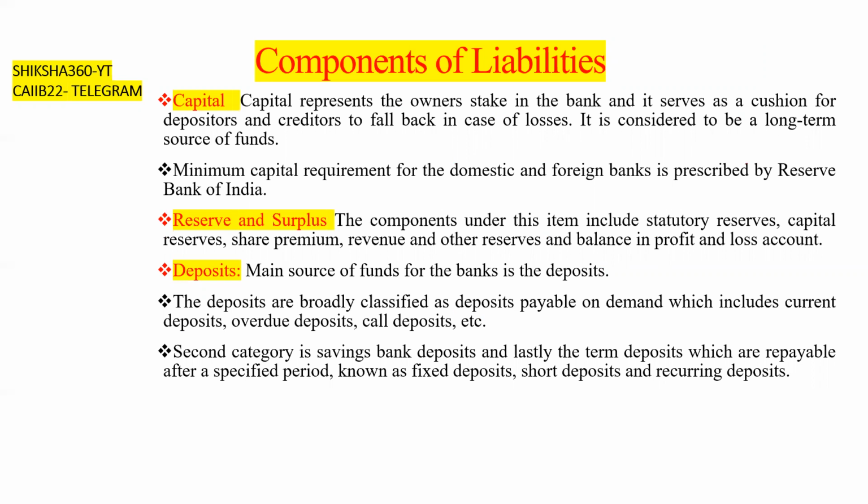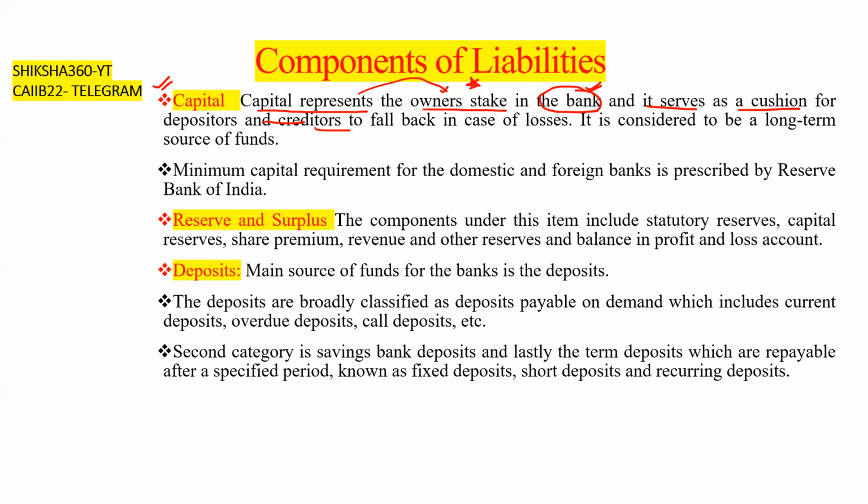What are the main liabilities? The first one is the capital. What does capital represent? Capital represents the owner's stake in the bank, and it serves as a caution for depositors and creditors to fall back on in the case of losses. If they lose their money, they will fall back on the capital. We can say it is a protection factor for depositors and creditors.